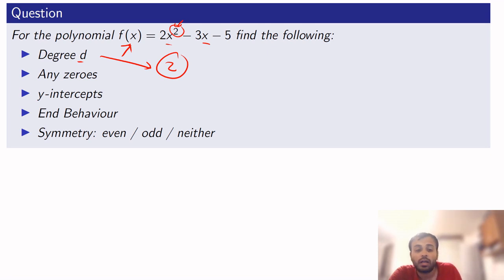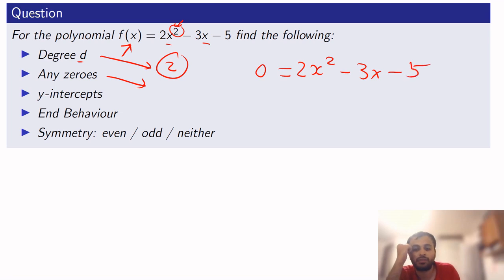Any zeros? As I discussed in the last problem, a zero of any polynomial basically means its x-intercept. And how can we find the x-intercept? By putting y equals 0 or f(x) equals 0. So if we do the same here, put f(x) equals 0 and try to solve for the value of x, then you will get this expression.